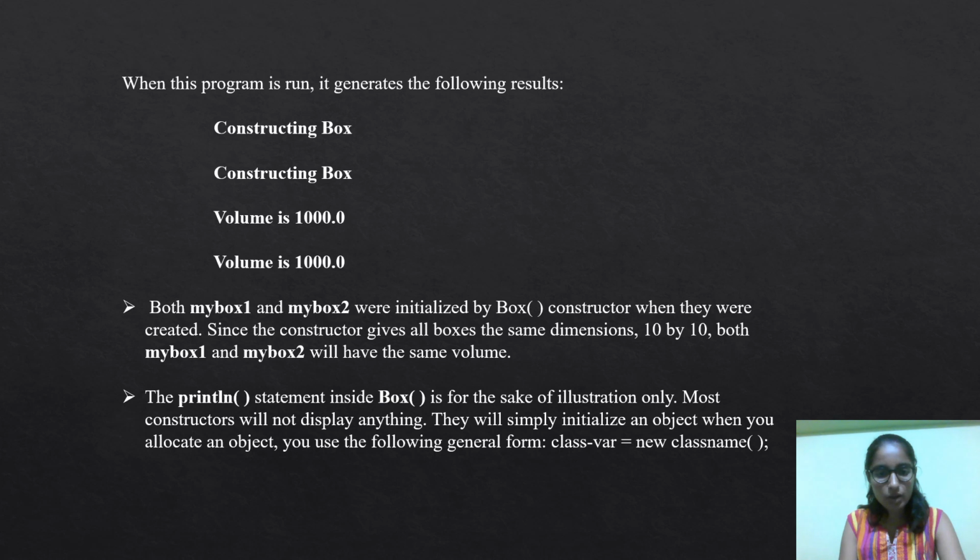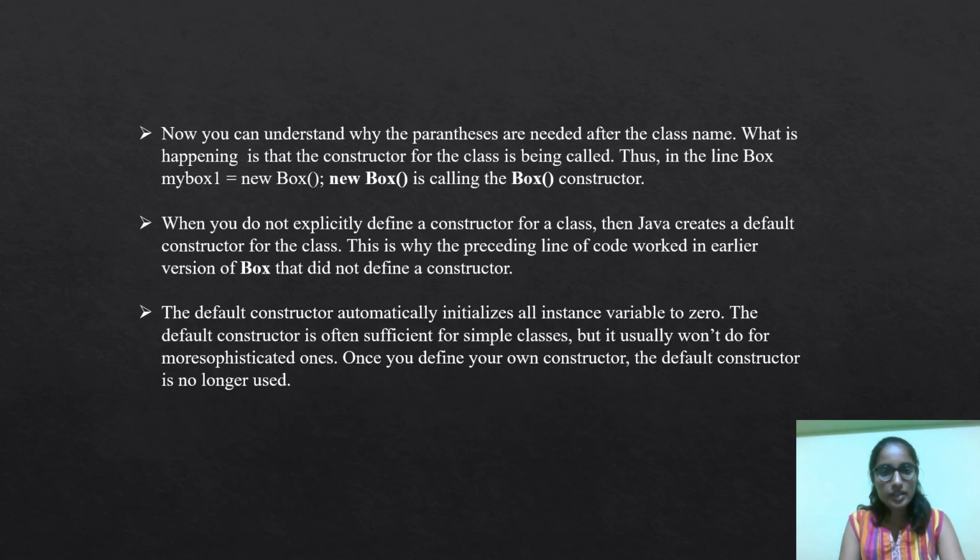When you allocate an object, you use the following general form: class-var = new classname(). Now you can understand why the parentheses are needed after the class name. What is happening is that the constructor for the class is being called. Thus, in the line Box myBox1 = new Box(), it is calling the Box constructor.